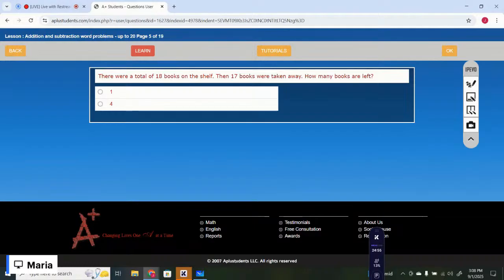There were a total of 18 books on the shelf. Then 17 books were taken away. How many books are left? 18 take away 17 is 1. Option number 1 is the correct option. That is 1.